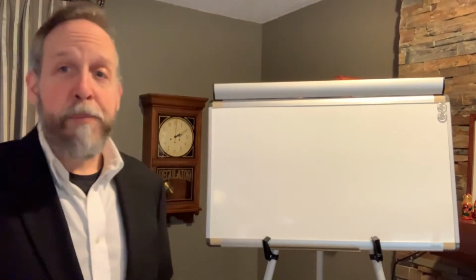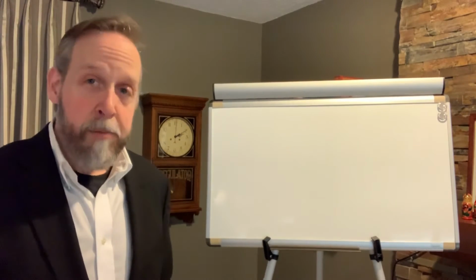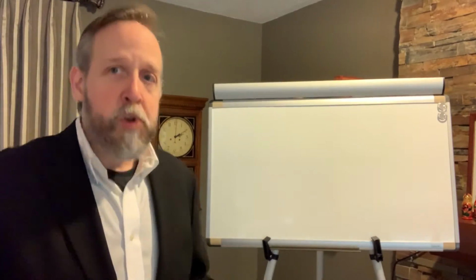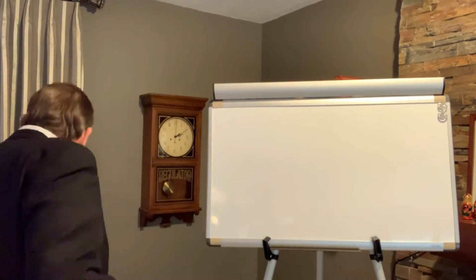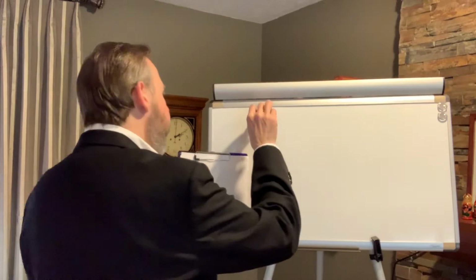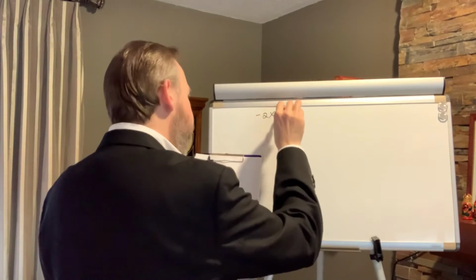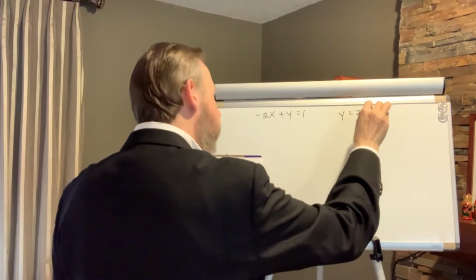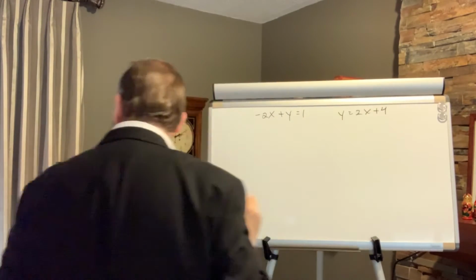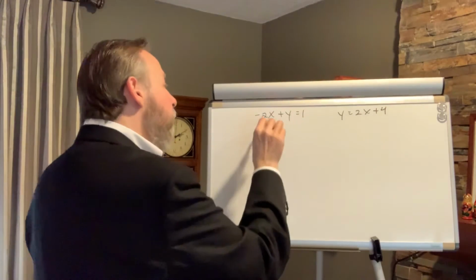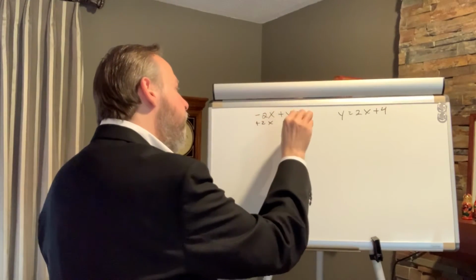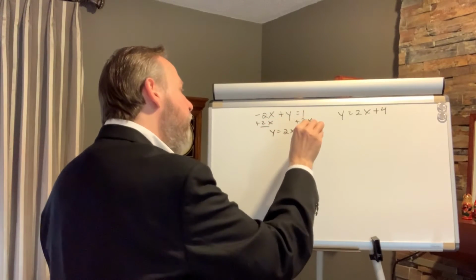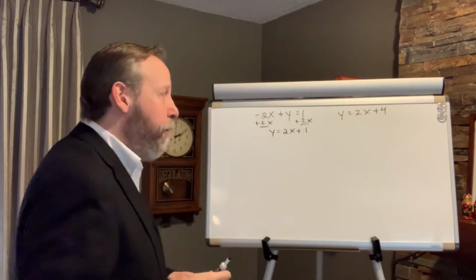You already should know parallel lines when you see them because you have the same slope but different y-intercepts. But again, let's just pretend you don't recognize it. Okay, two lines are negative 2x plus y equals 1, and y equals 2x plus 4. Well, I'm going to add 2x to both sides. Y equals 2x plus 1. That's good. That's already in slope-intercept form.